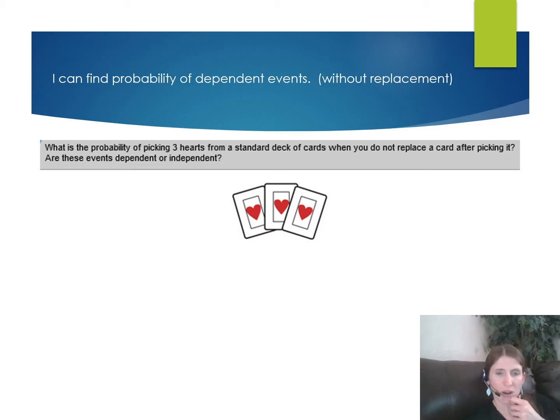Okay, so what is the probability of picking 3 hearts from a standard deck of cards when you do not replace a card after picking it? Are these events dependent or independent? Well, obviously I've answered that question for you. We know that they're dependent because of this idea that it says do not replace, right? And we know that without replacement is the same thing as dependent.